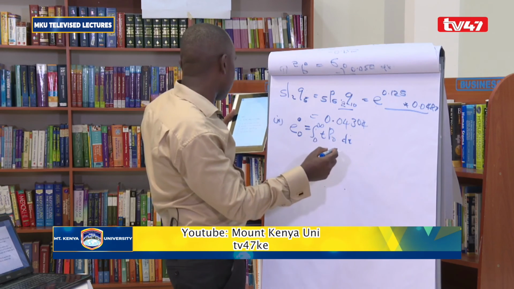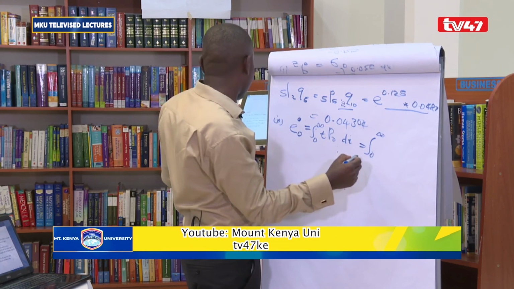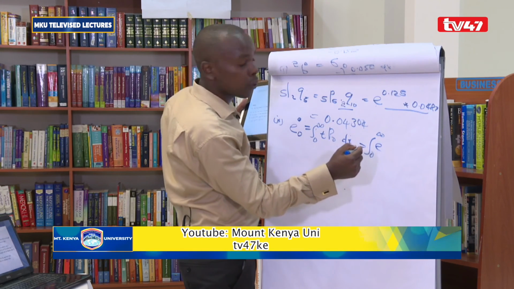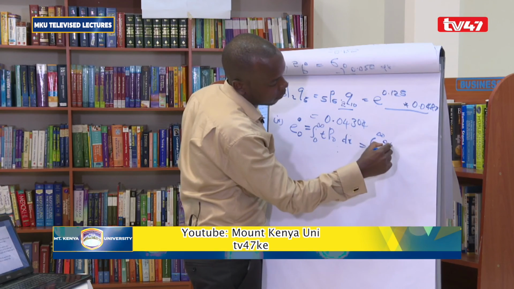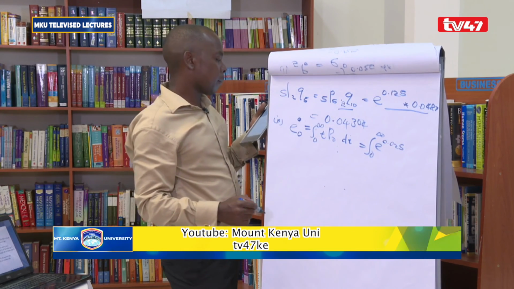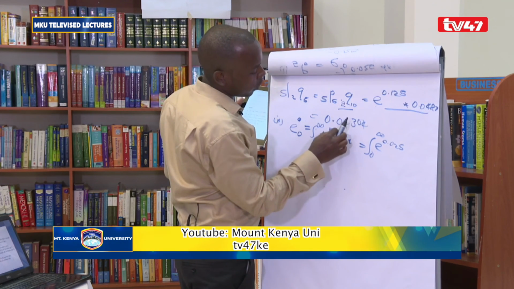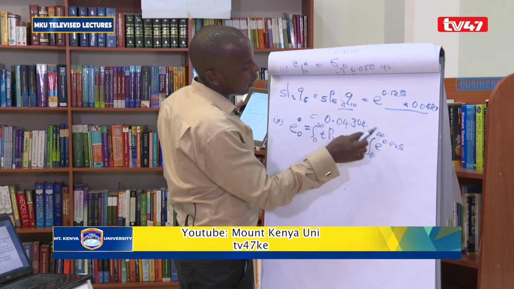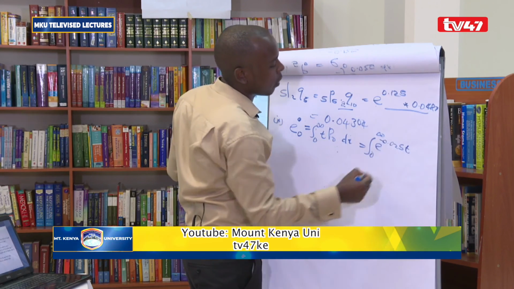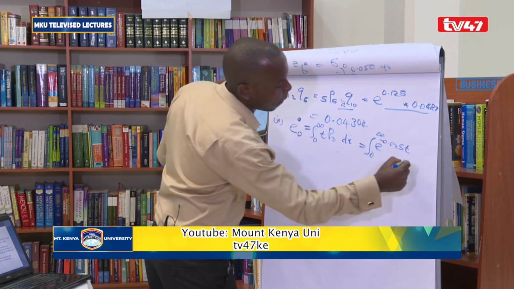And this is given by the integral from 0 to infinity of exponential 0.025 with respect to t. So this was exponential negative the integral. So when you integrate that, you have negative 0.025 t dt.